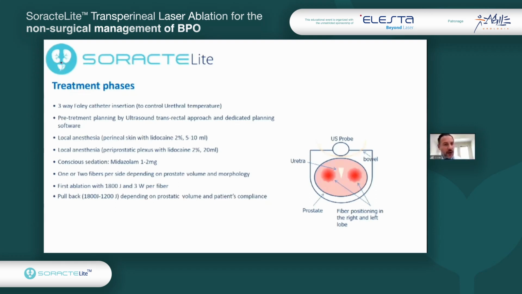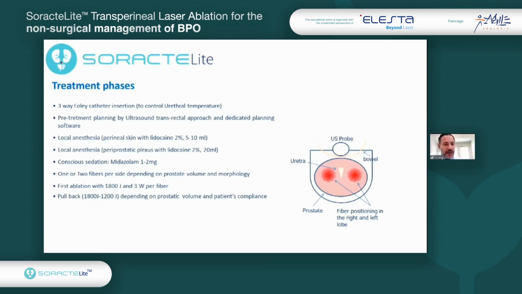Then we move to the local anesthesia. We can use some cream just to avoid any kind of pain for the patient. And then we perform a perineal skin anesthesia using lidocaine 2%, 5 to 10 milliliters. And then we move to the periprostatic plexus using some more lidocaine. And then if required, we can also have some conscious sedation.